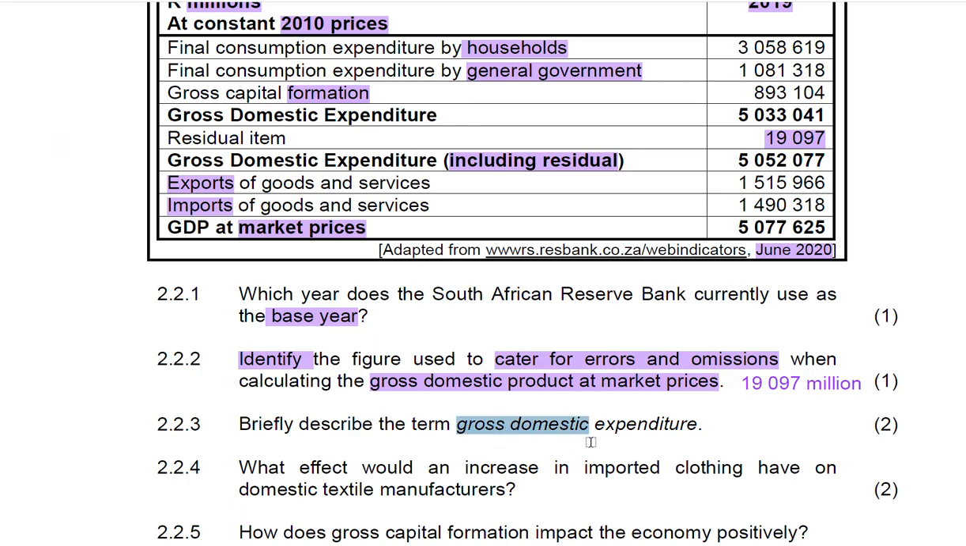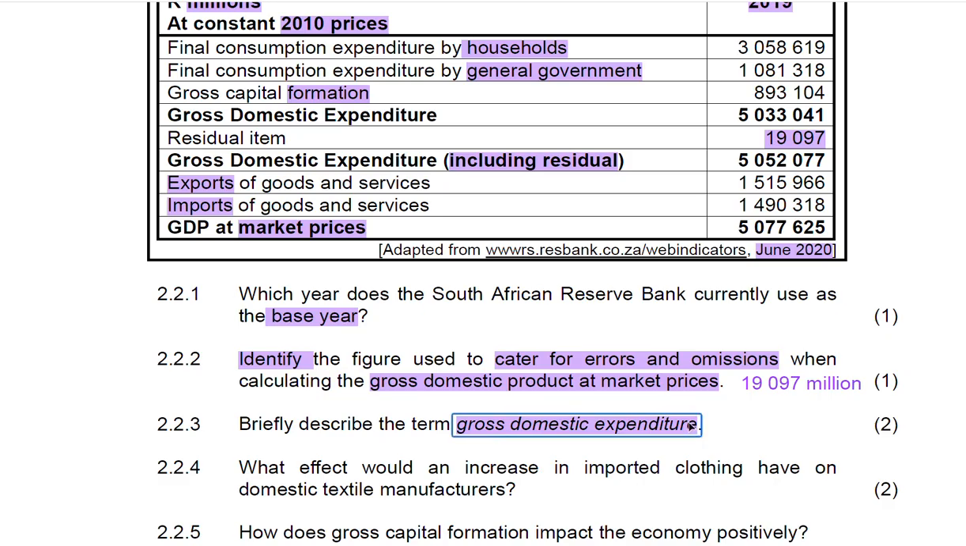And then 2.2.3, briefly describe the term gross domestic product. So you are defining the term gross domestic product in your own understanding and in your own words, or based on what you've learned in class. What is a gross domestic expenditure? It is spending on all goods and services produced within the borders of the country within a specific period of time.